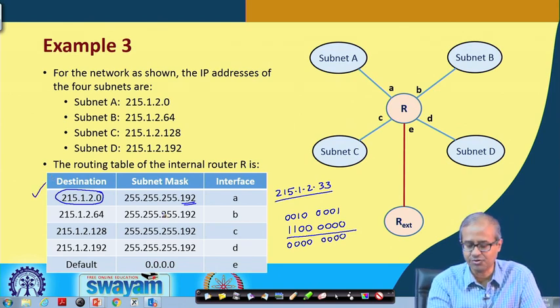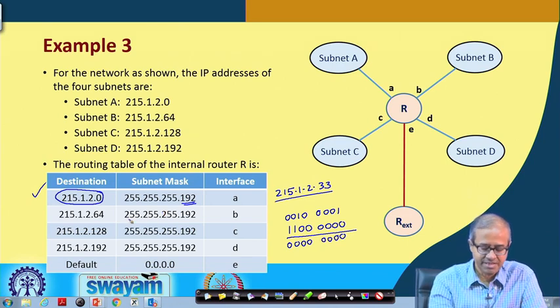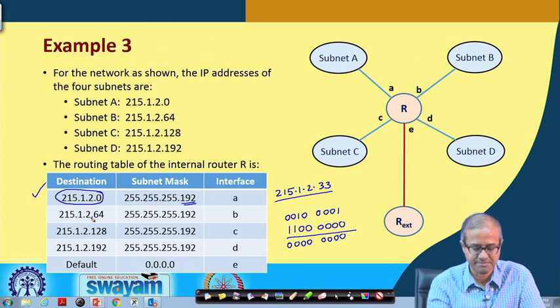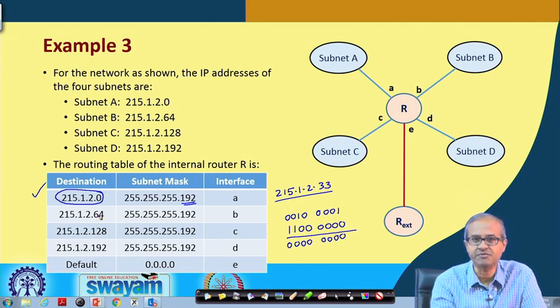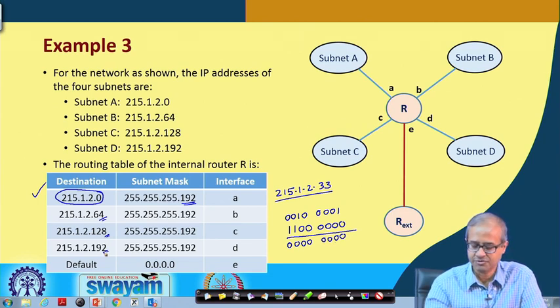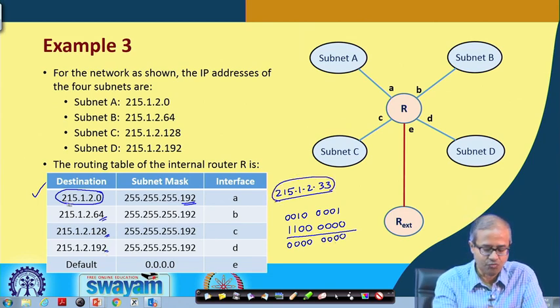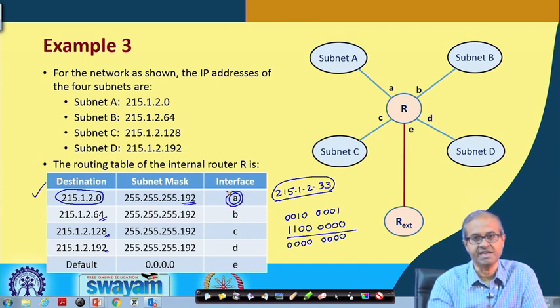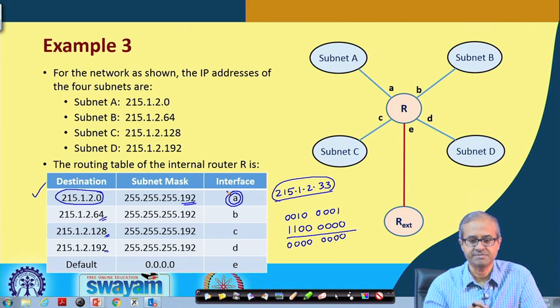Let us look at the second row and see what happens. The second row has 64 here. The mask is the same. Because we are getting 0, there will be no match; this is 64. The third row also has 192, same thing; this is 128, this is 192. So, there will be no match in any other rows. So, this first packet will get a match with the first row and it will be forwarded to interface A. This is for the first packet, right.